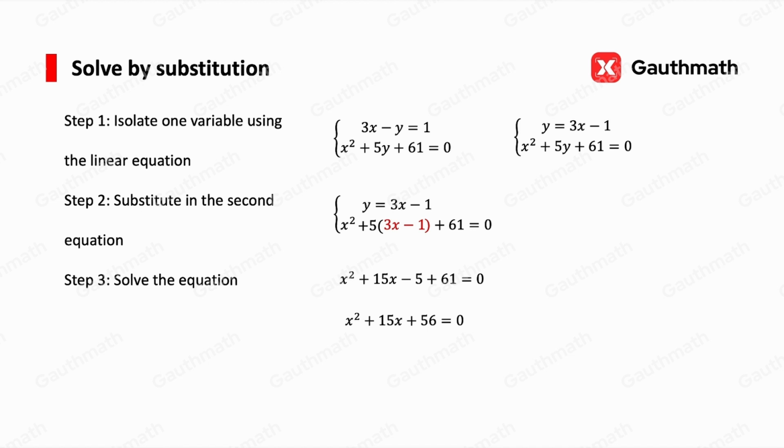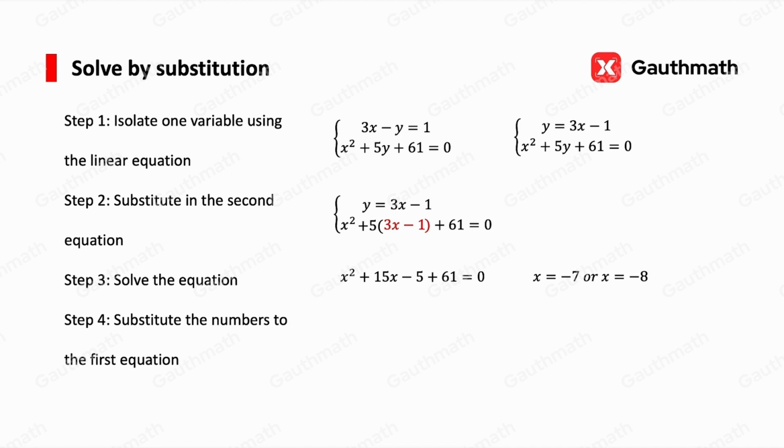And then we may solve it by factoring. And the factored form is (x plus 7) times (x plus 8) equals 0. So x equals negative 7 or x equals negative 8. So we successfully find the values for x, and we also need to find the values for y.